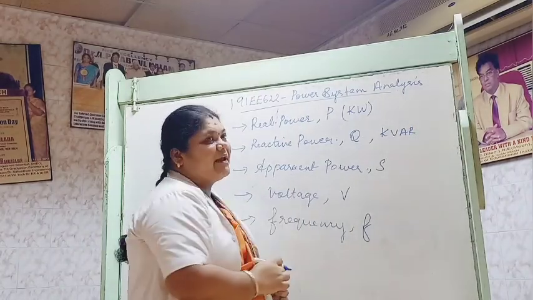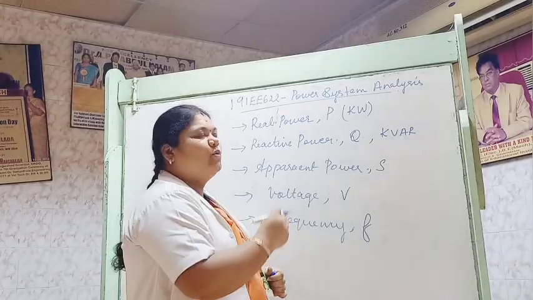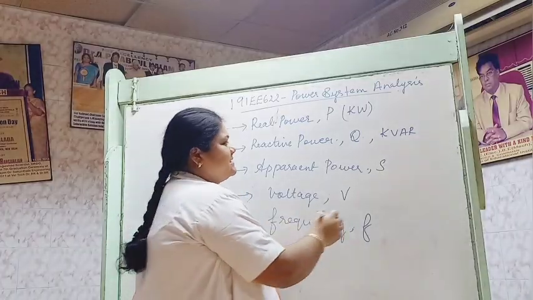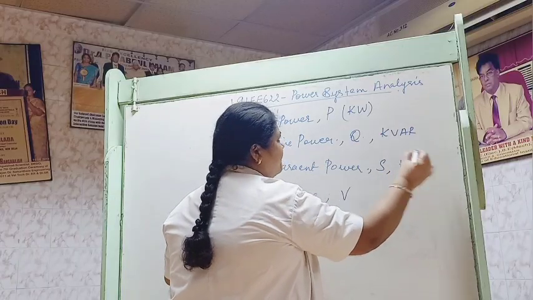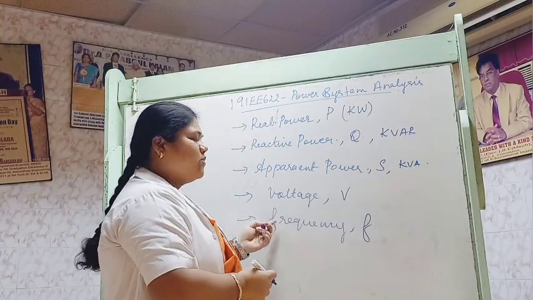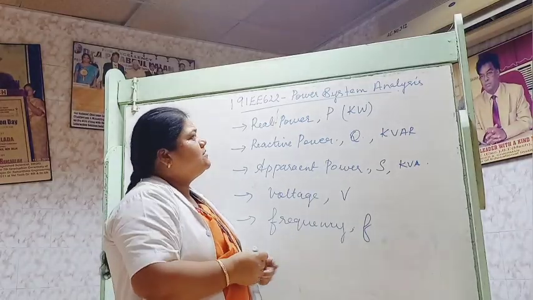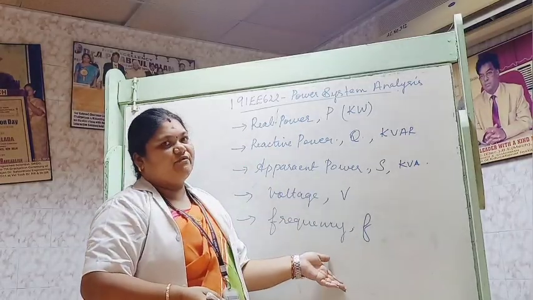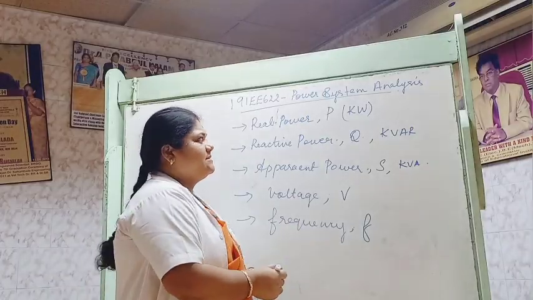Next is apparent power. It is the product of the RMS value of voltage and current, and it is measured in kVA. Next are voltage and frequency, which you all know about. These are the electrical quantities, or electrical parameters, we are going to handle in our power system.